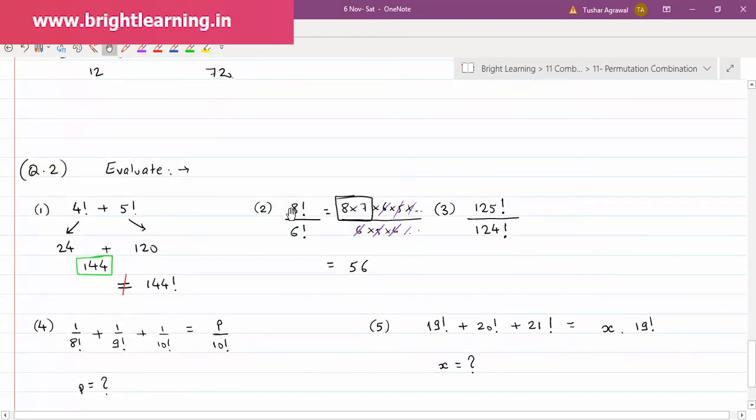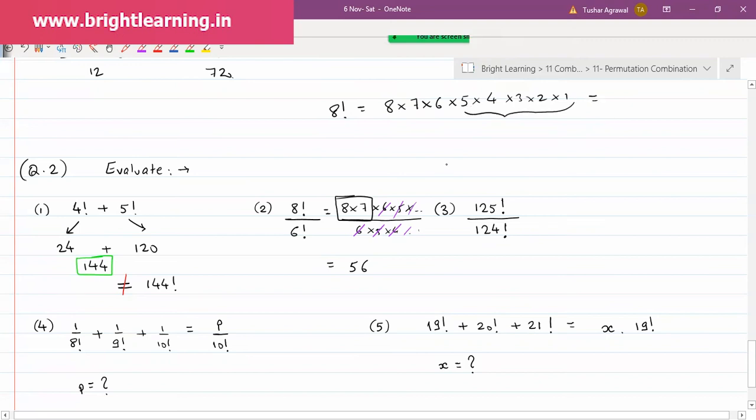Evaluate means what? You have to find the actual value. What is 8 factorial upon 6 factorial? One way of doing it is to calculate the numerator separately. I will actually calculate the value of 8 factorial, so you will require a calculator. Actually, you do not require a calculator if you're good, but let's assume that we require one. 8, 7, 6, 5, 4, 3, 2, 1. Multiply this whole number, 8 into 7 into 6. 8 factorial will be this whole number. I remember the value up till here.